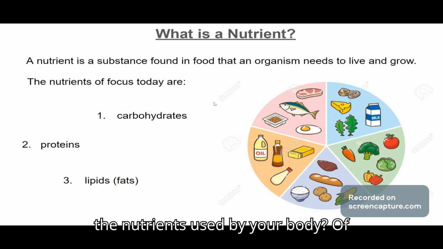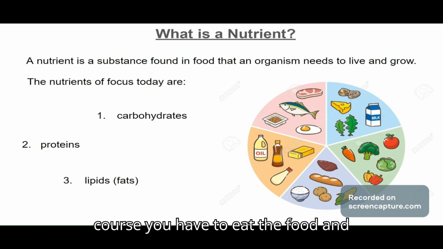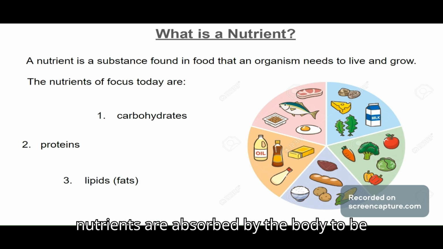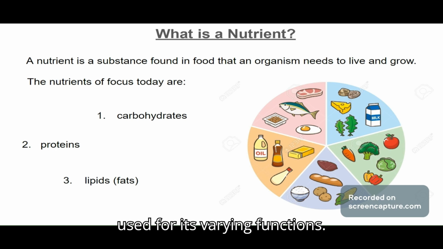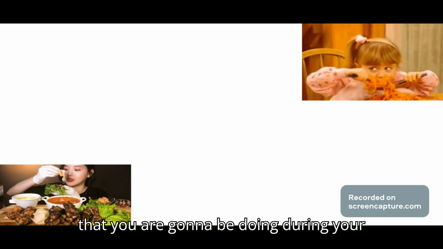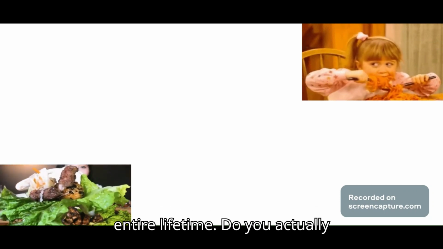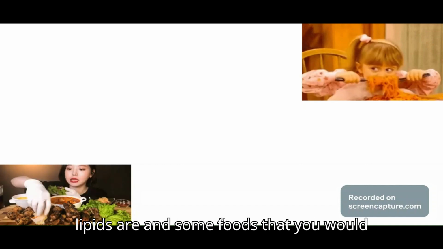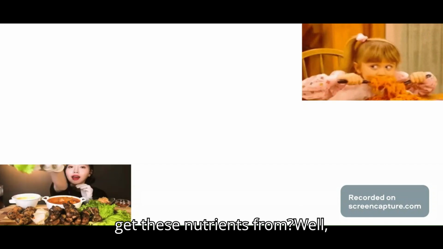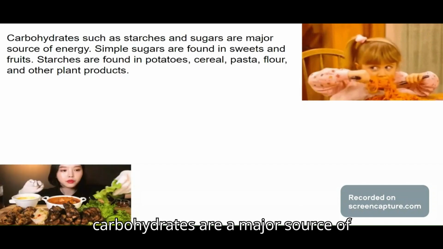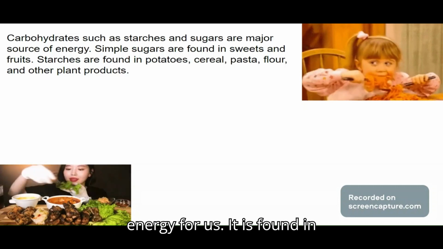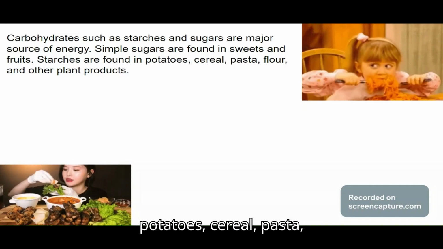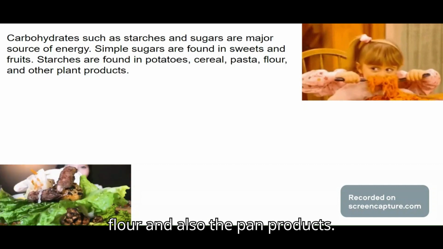How are the nutrients used by your body? Of course, you have to eat the food, and through the process of digestion, the nutrients are absorbed by the body to be used for its varying functions. Now, just a little synopsis of all the eating that you are going to be doing during your entire lifetime. Do you actually know what carbohydrates, proteins, and lipids are, and some foods that you would get these nutrients from? Well, carbohydrates are a major source of energy for us. They are found in anything from sweets, fruits, potatoes, cereal, pasta, flour, and also other plant products.